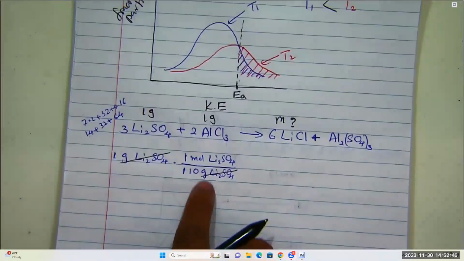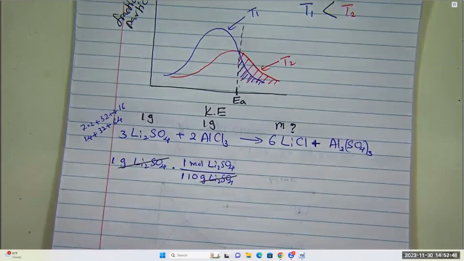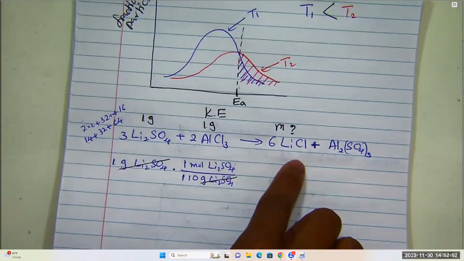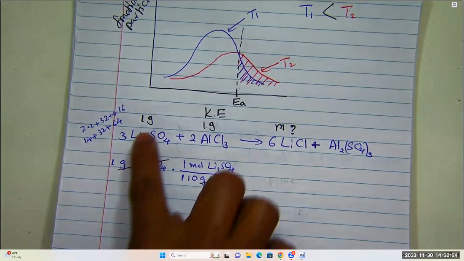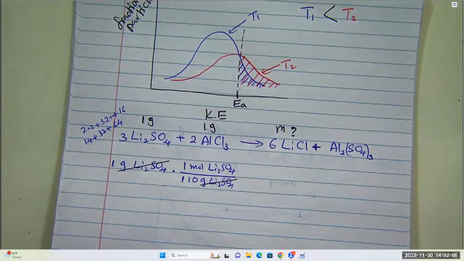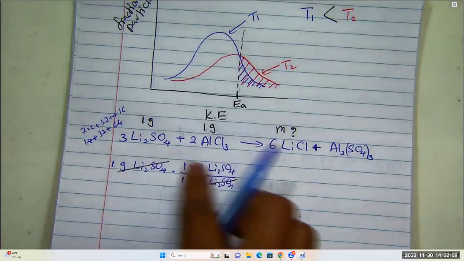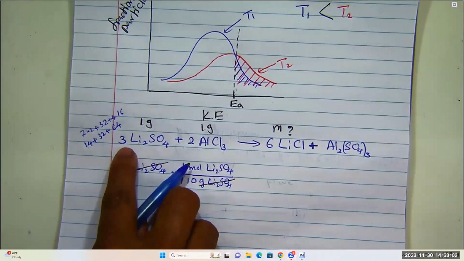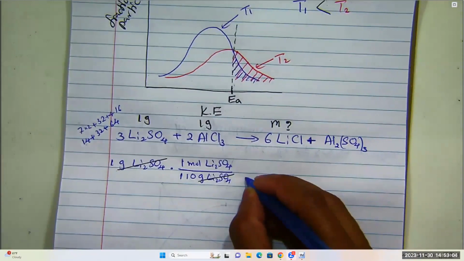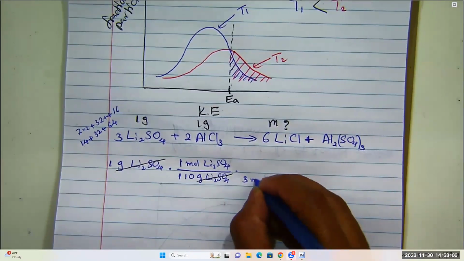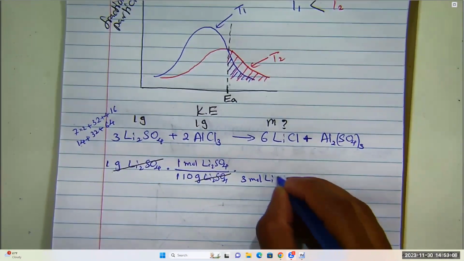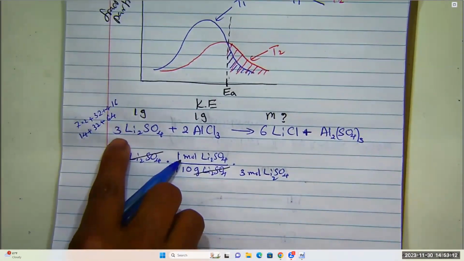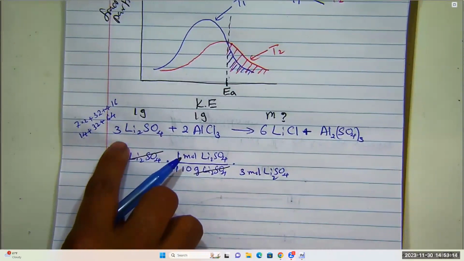Now I'm in the mole space, right? Now, once I'm in the mole space, I need to do moles of lithium sulfate to moles of lithium chloride. How do I do this? Using the balanced chemical reaction. I see that for lithium sulfate in the balanced chemical equation, I have the coefficient 3 here. So I'm going to write 3 mole of lithium sulfate here. Why did I write 3? Because there's 3 in front of lithium sulfate in the balanced chemical reaction.